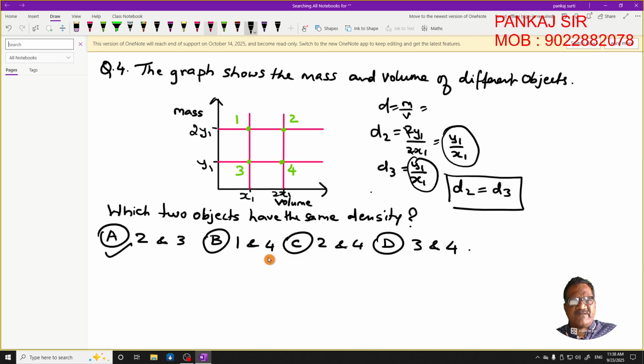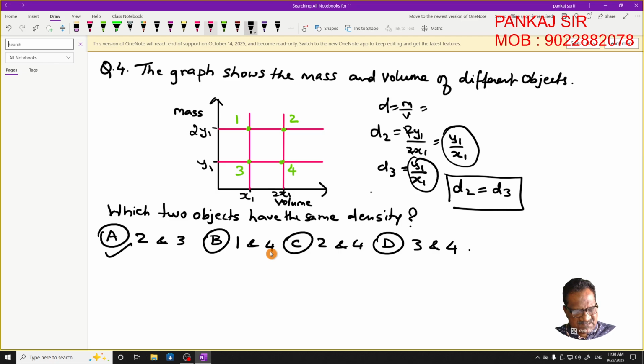1 and 4 will not have the same density, 2 and 4 will not have the same density, and 3 and 4 will also not have the same density. You have to choose any one from the 4 options. So this is the right option: 2 and 3. These are the two objects which will have the same density.